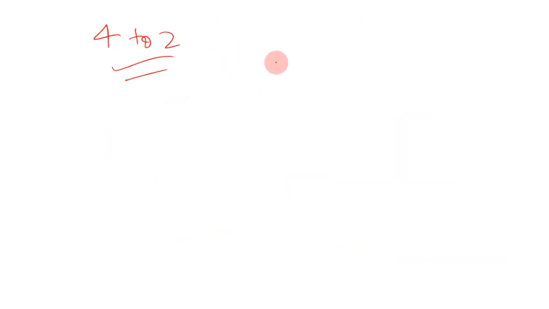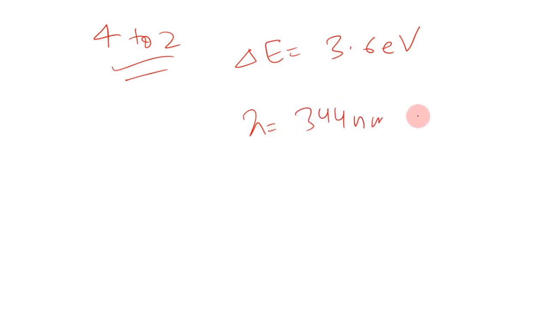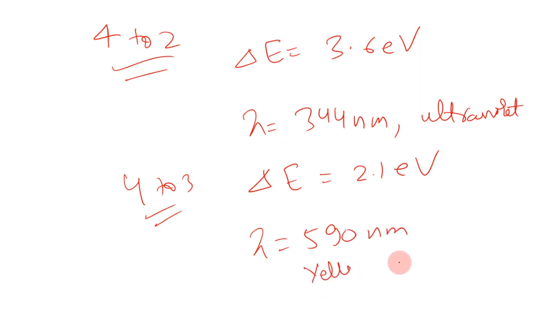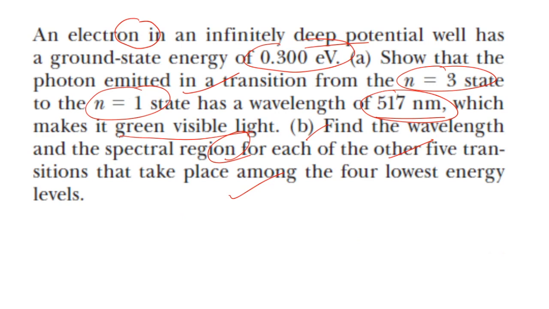Now we calculate 4 to 2. Delta E comes at 3.6 electron volt, and lambda comes as 344 nanometer, which is again in the ultraviolet range. And now for 4 to 3, delta E is equal to 2.1 electron volt, so lambda comes as 590 nanometer, which is yellow-orange light, basically the visible range. So this is how you solve these kinds of questions.